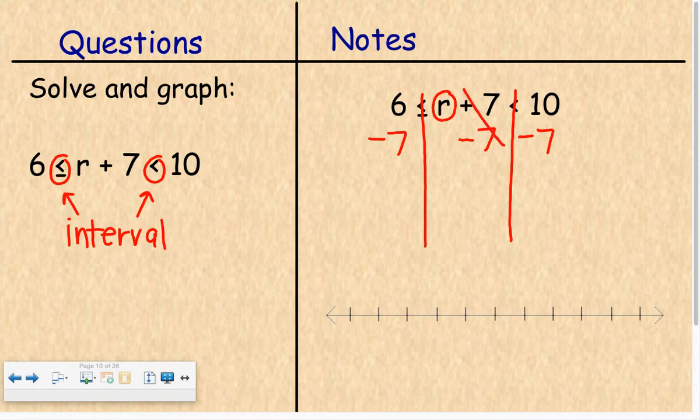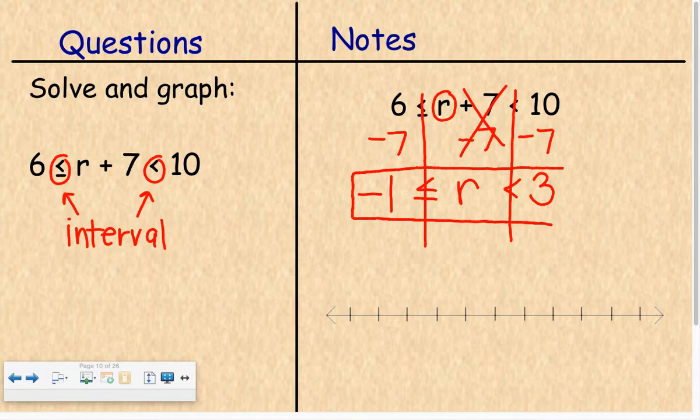So 7 and negative 7 makes 0, and you're left with r. 10 minus 7 makes 3. 6 minus 7 makes negative 1. Then you're going to bring down your inequality signs. So this right here is your interval inequality.